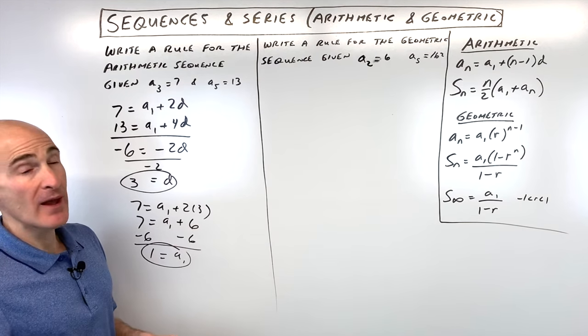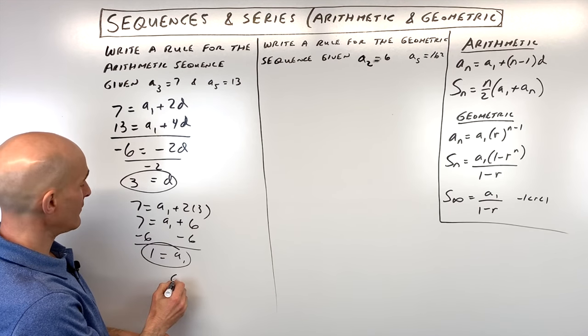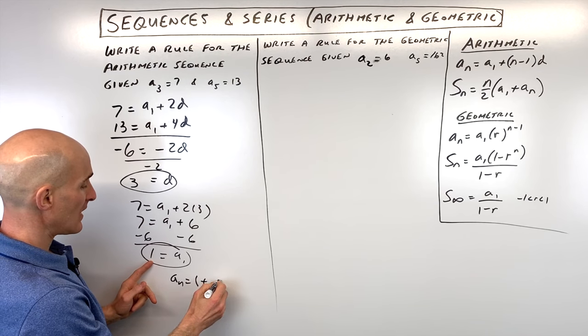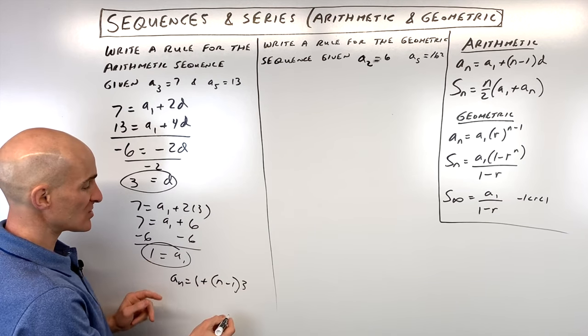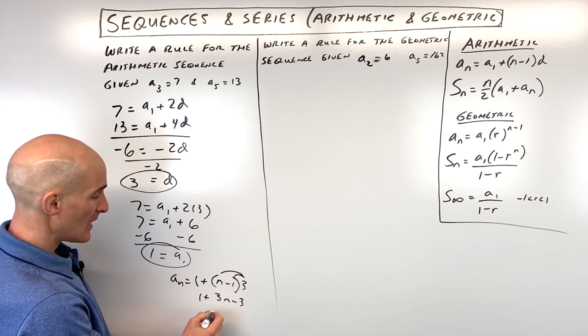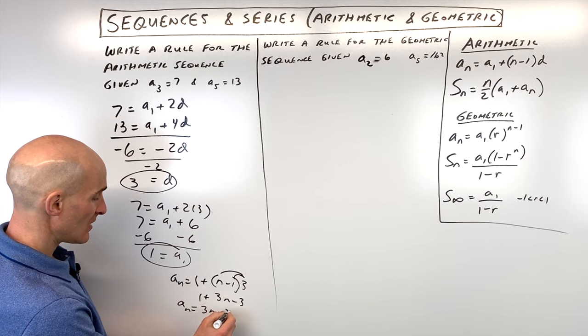So now if we put it all back together, we can write a rule for this sequence. We have a sub n equals a sub 1, which is 1, plus n minus 1 times d, which is 3, and then I like to just simplify this down a little bit by distributing and combining like terms. We have 3n minus 2 equals a sub n.